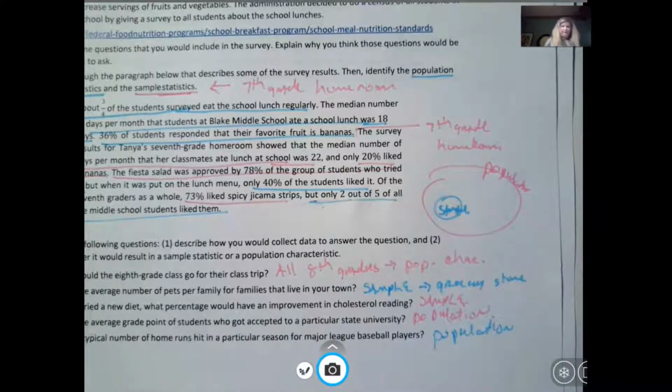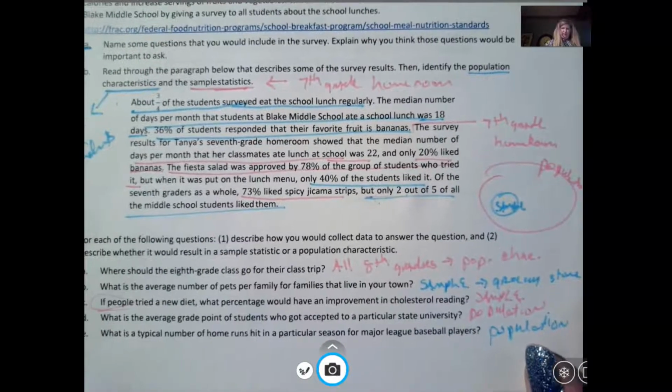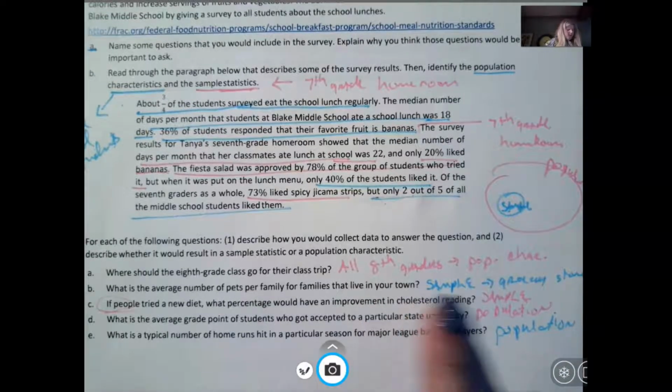The average number of pets per family for families that live in our town, I said I would probably do a sample for that, and maybe I could go to the grocery store and ask people there, because if I just went to a pet store, I'd probably get a different result. But, you know, everybody needs groceries, so grocery store might be a good spot to go. People who have pets are not more or less likely to go to a grocery store.